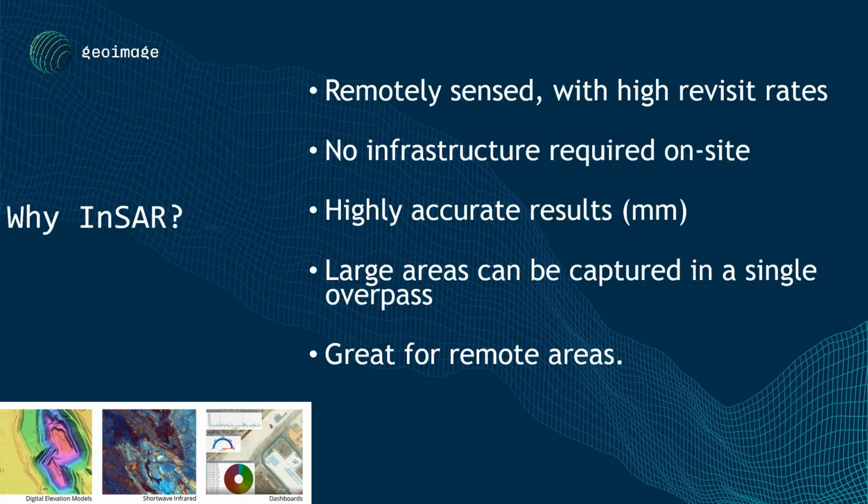Being a satellite image, we get large areas captured in a single overpass. This means we can look at the whole site, not just portions of tailings facilities, dams, or portions of highways. We're looking at a large area that we can conduct the analysis on. It's also great for remote areas, which we know is the benefit of remote sensing. We don't need to mobilise out into the areas, which is UAV or LiDAR. It's a satellite image, and it has the benefits of being able to work with those areas.